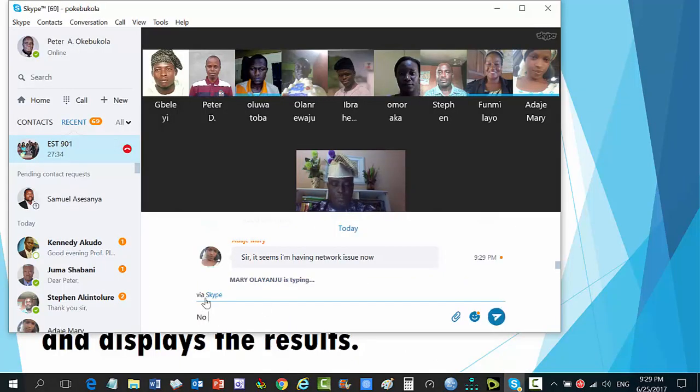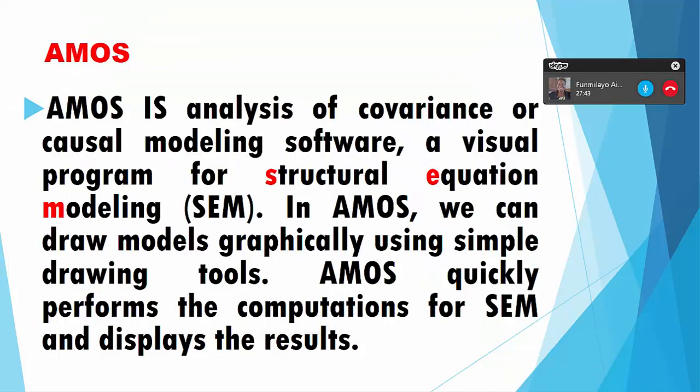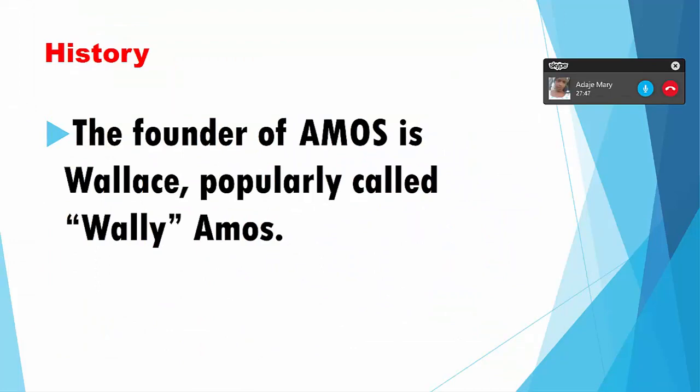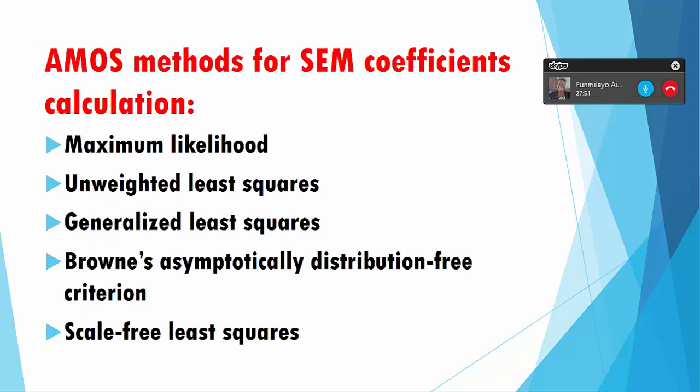I'm on slide 5. History of AMOS. The AMOS founder is called Wallen, and he is popularly called Bali AMOS. On slide 6, AMOS methods of structural equation modeling: maximum likelihood, unweighted least squares, generalized least squares, asymptotically distribution free criterion, and scale-free least squares.